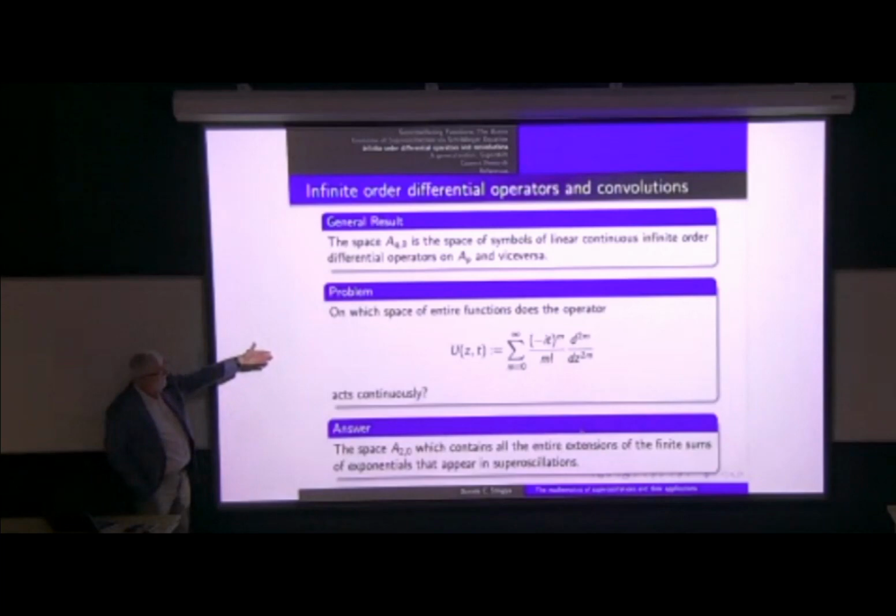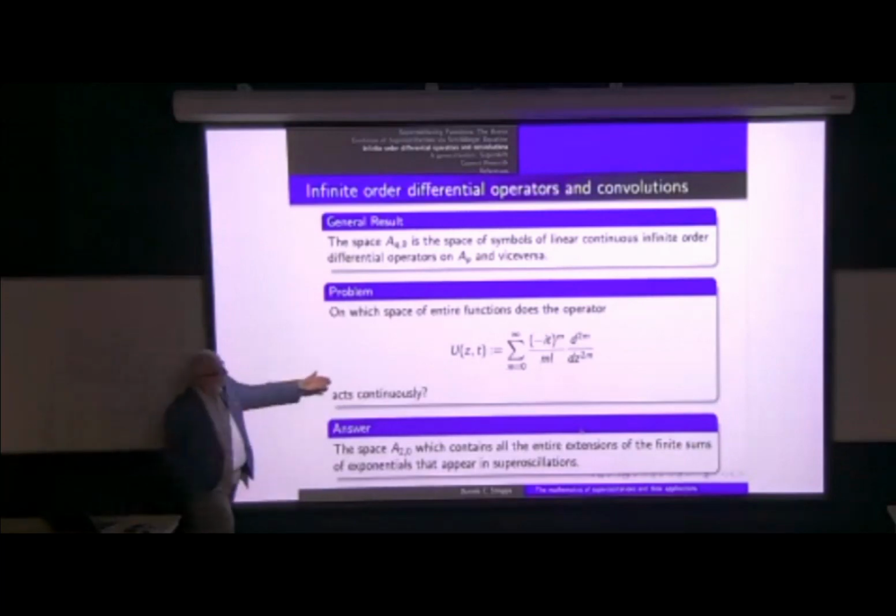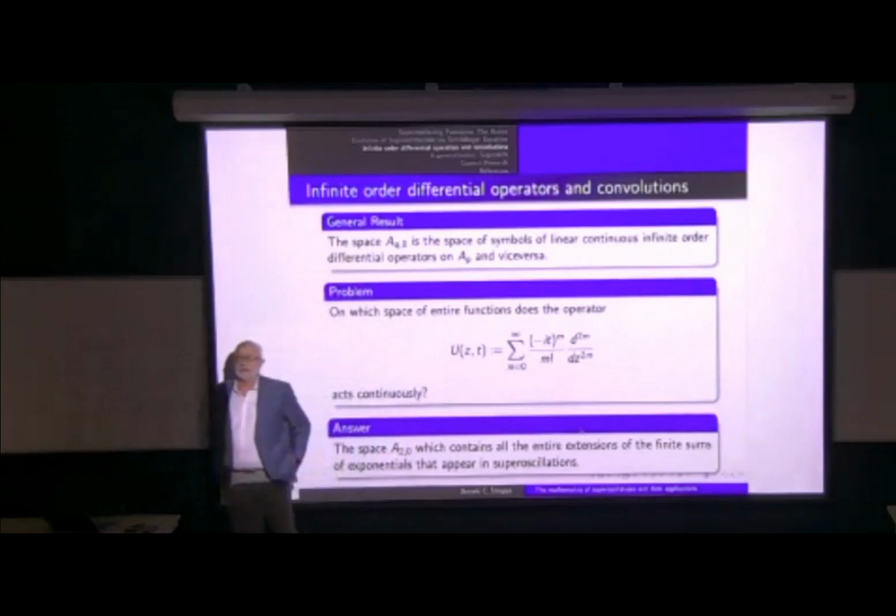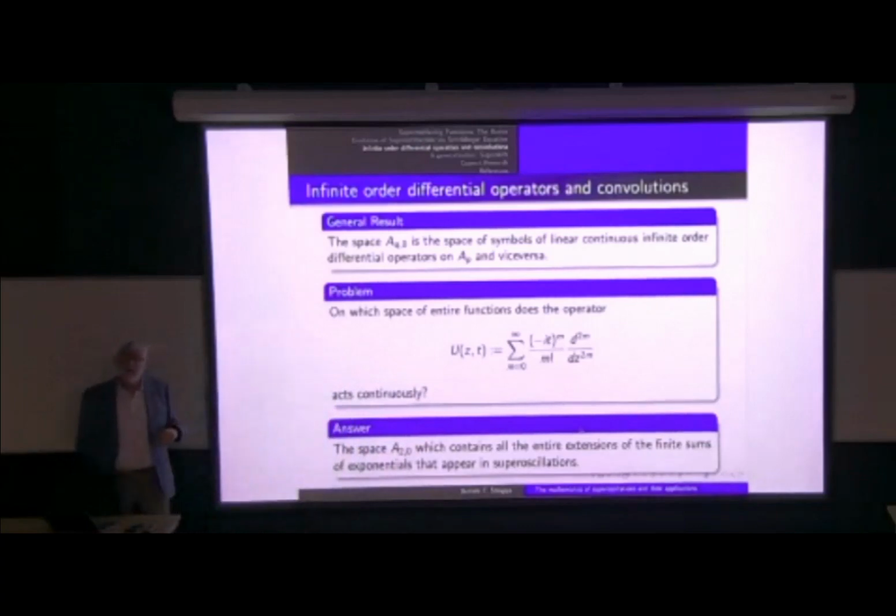So the question is, okay, let's go back to the space that we started with, the operator we started with. On which space of entire functions does this operator act continuously? Well, it turns out that this space is A2, 0, because the symbol of this is really e to the z square, or i z square. So it's a function in A2. And the space that it acts on is A2, 0, and the space contains exactly the sequences of finite sums of exponentials.